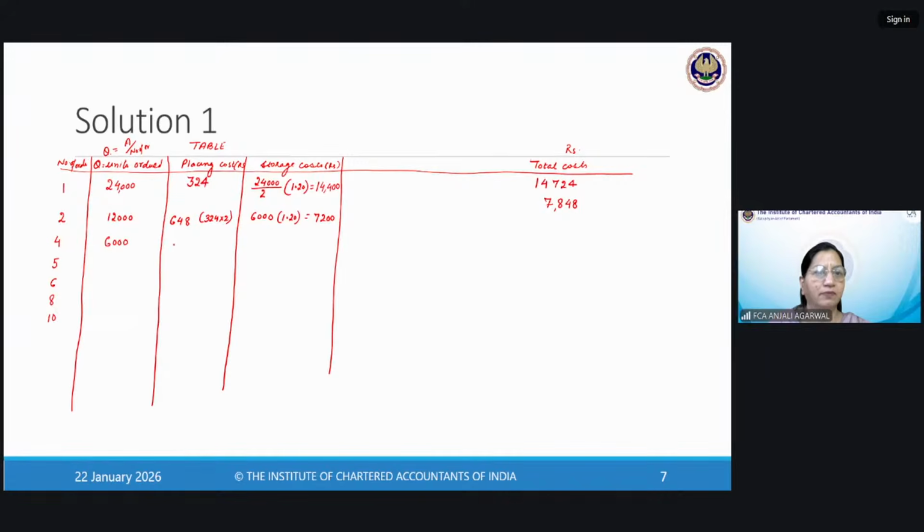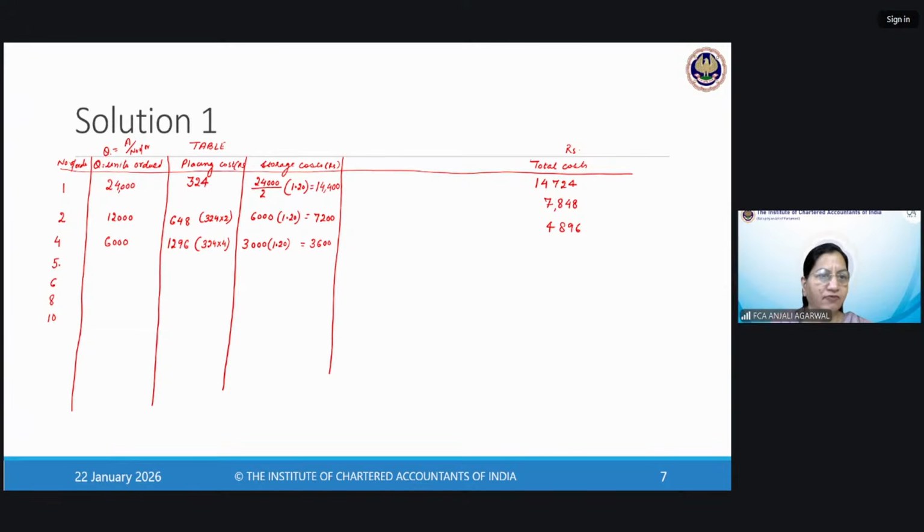The placing cost will be 1296, that is 324 into 4. And if you are going to place order for 6,000 units, on an average, you are going to hold only 3,000 units, and 3,000 units into 1.2 is 3,600. Your total cost has again come down. It has now become 4,896.